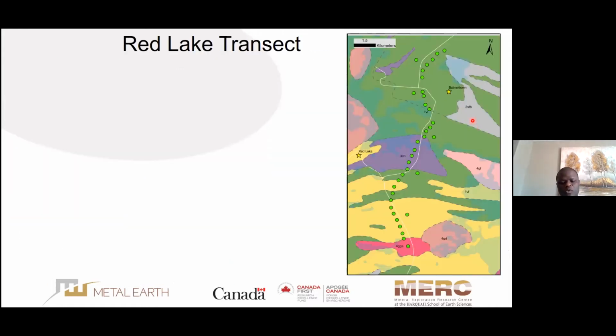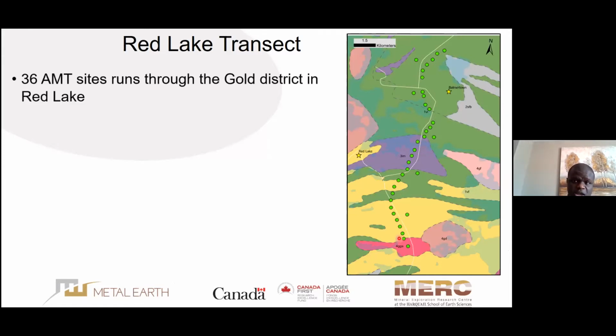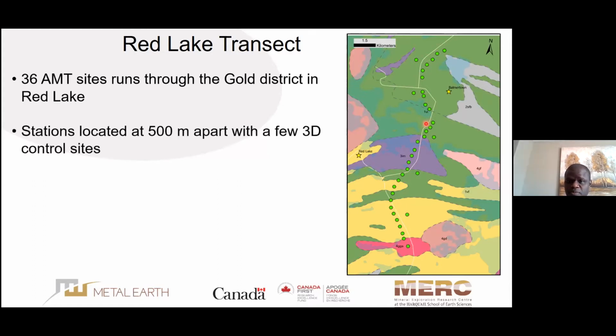So at Red Lake, we collected a total of 36 AMT. All our AMT data set were acquired here. It runs through the gold district in this region. So the green dots are the AMT sites, spaced at about 500 meters apart. We have a few 3D control sites. Sometimes it's less or more than 500, depending on the access and culture around the area.